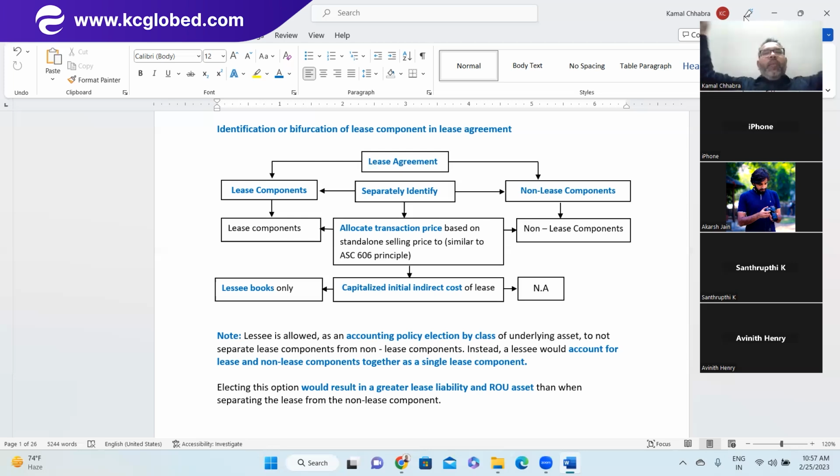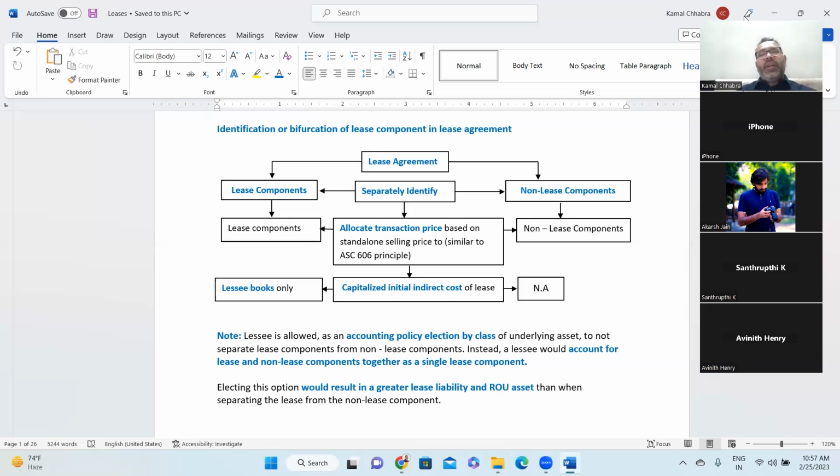Normally, let's assume for all the 5 components, the monthly rental should be $12,000 and they have given you a discounted price of $10,000. Then this $10,000 you need to allocate based on their standalone lease rental, the same way as in ASC 606, which you have studied, based on standalone selling price. Make sense? Or do you want me to do some math for it?